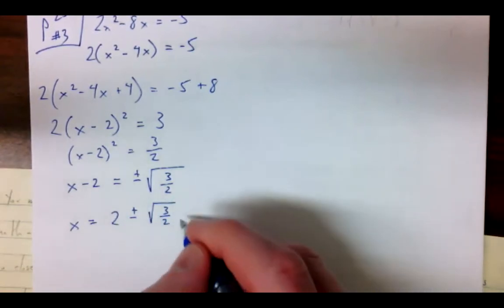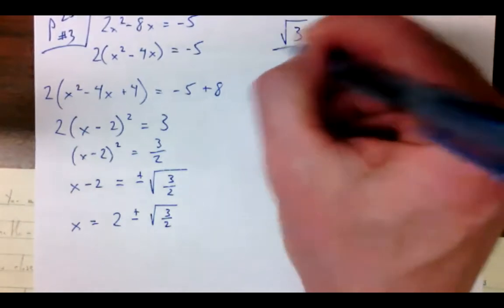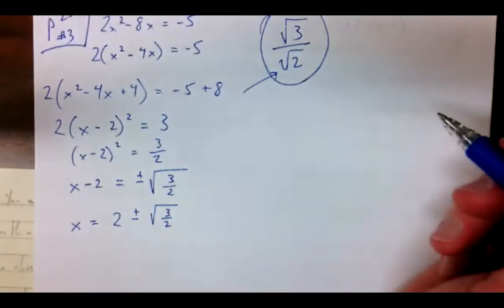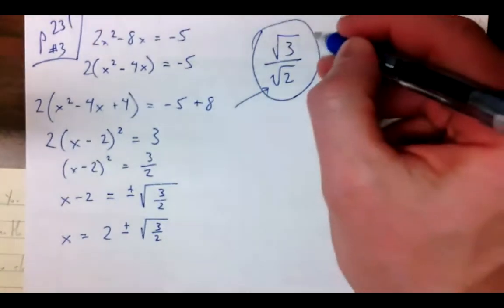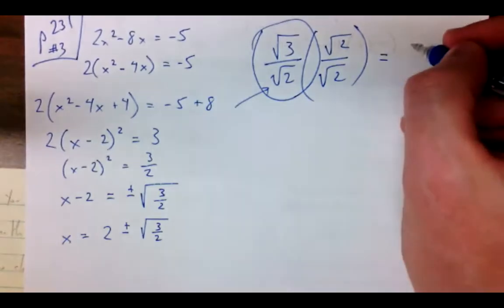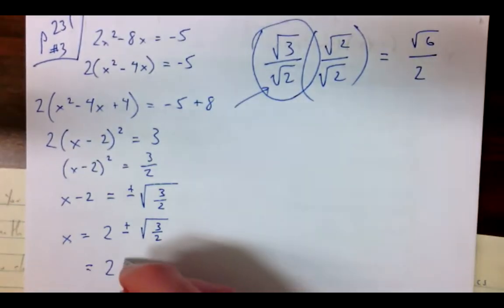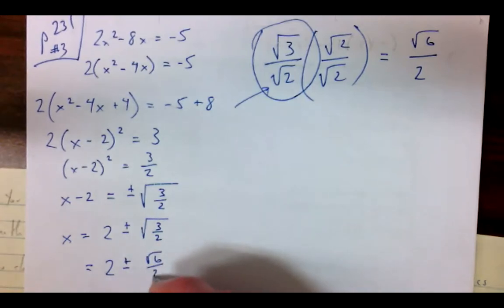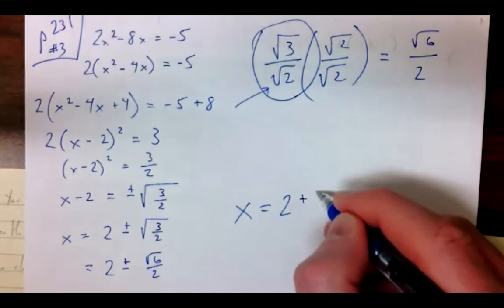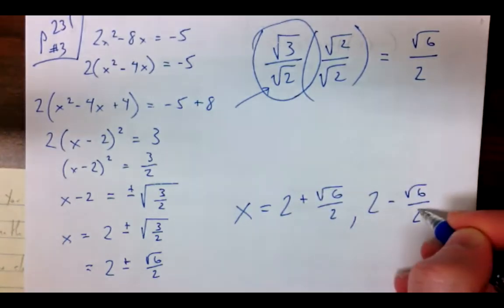Now, something important to remember, we cannot leave this 3 over 2. Root of 3 over 2 is the same as saying root of 3 over root of 2. Now remember, it's been a while, but we cannot have a radical in the denominator. So we have to multiply it by root 2 over root 2. So this becomes root 6 over 2. So this is 2 plus or minus root 6 over 2. So you want your full answer, x equals 2 plus root 6 over 2, comma 2 minus root 6 over 2.